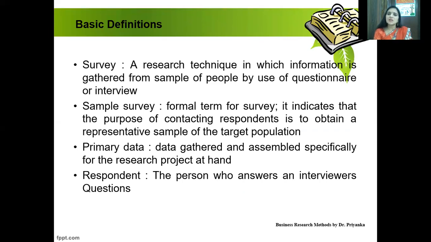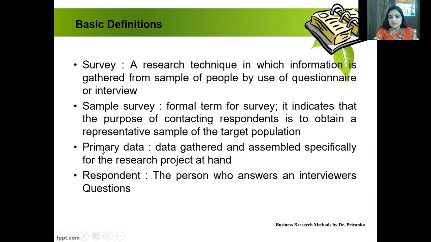Some basic definitions are, for example, survey is a research technique in which information is gathered from a sample of people by use of a questionnaire or interview. We will discuss what we call a questionnaire and how an interview is conducted. Then sample survey. Sample survey is actually the formal research term used for survey, and it indicates that the purpose of contacting respondents is to obtain a representative sample of the target population.